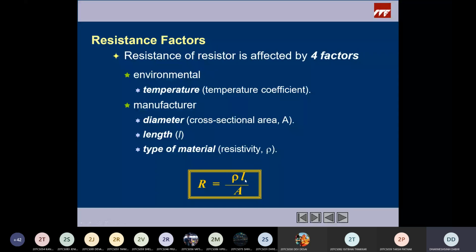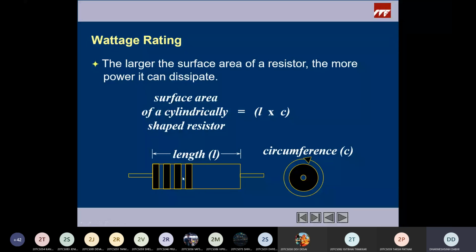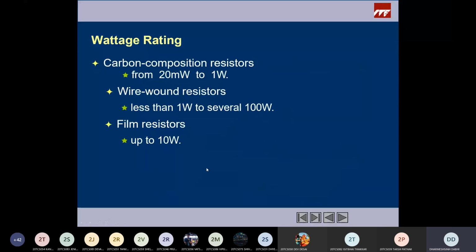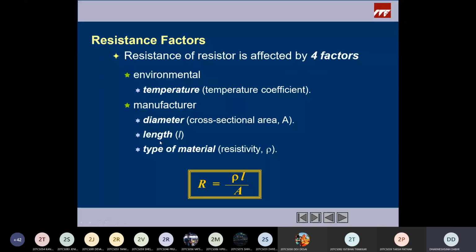Clear? Then the second parameter is L. L means the length of the resistance. As the length is large, the value of resistance is large. So this is the second factor which affects the value of resistance. And third is area. As the area of the resistance is large, the resistance value is small. Clear? But as the length is large, the resistance is increased. So this is the third parameter, cross-sectional area.